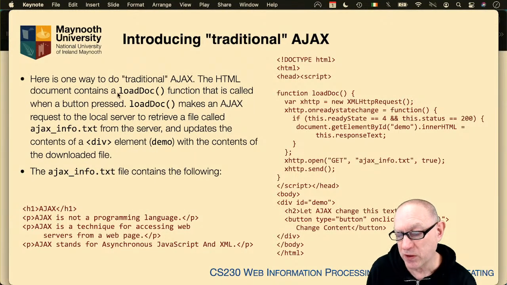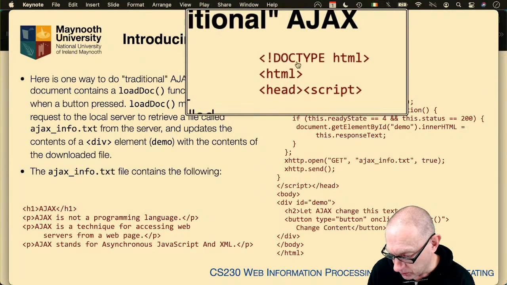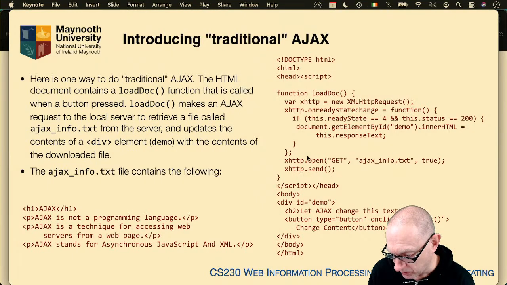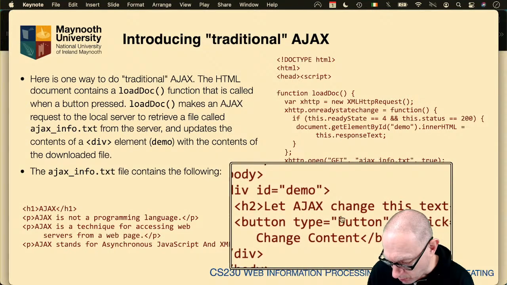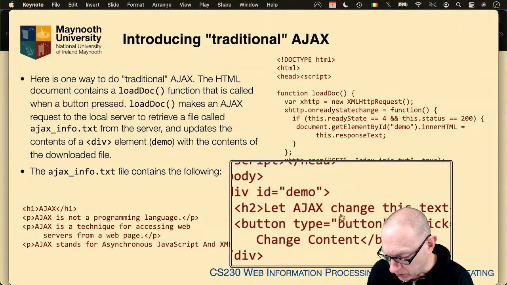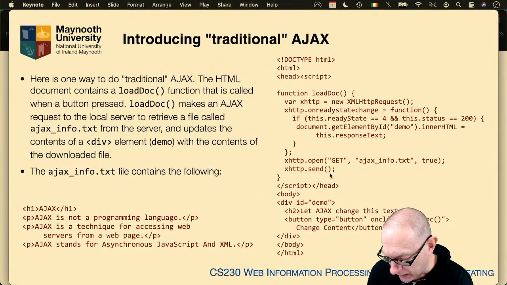Okay, so we have a document here called load. We have a function called loadDoc here. What it does is it loads a document. So we have this page here, the script. It's just an HTML document. In this document, we have a div whose ID is demo, and what we want to be able to do is click this button and load the document content.